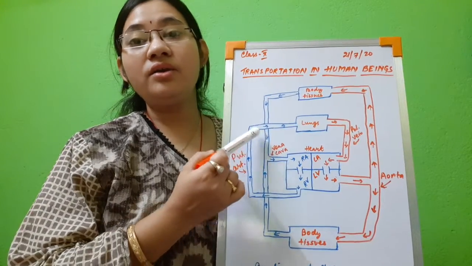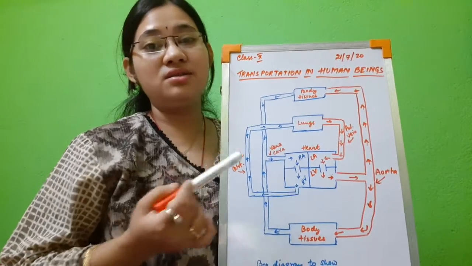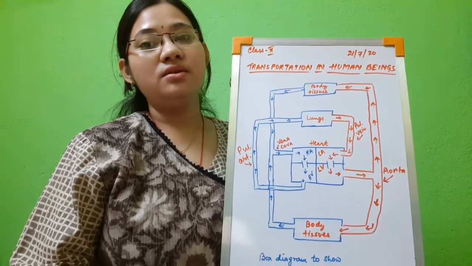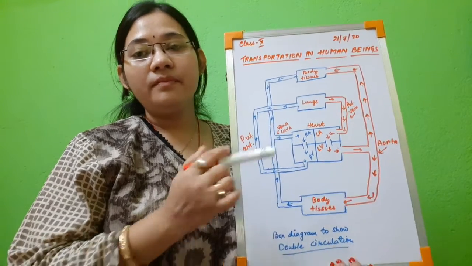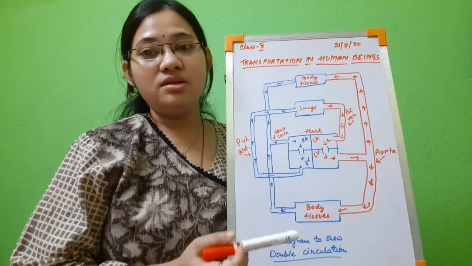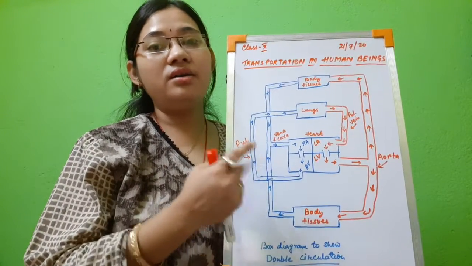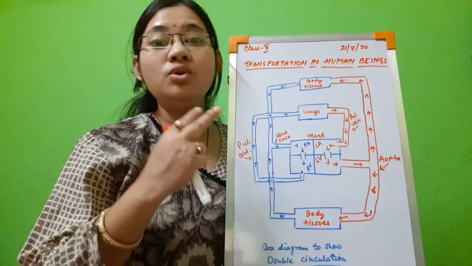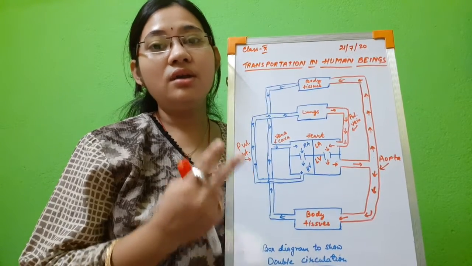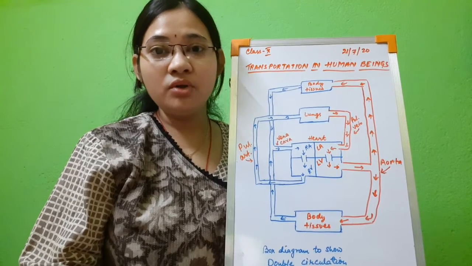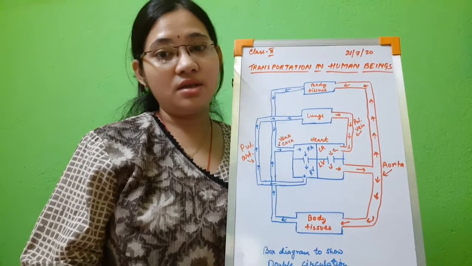So in this way there are two circulations. The big one is called systemic circulation and the small one is called pulmonary circulation. So this is called double circulation because the blood flows through the heart in one particular cycle twice. So double circulation consists of both pulmonary as well as systemic circulation.